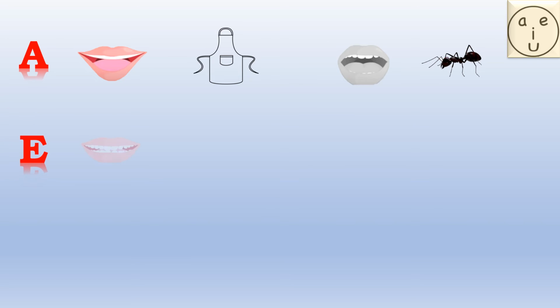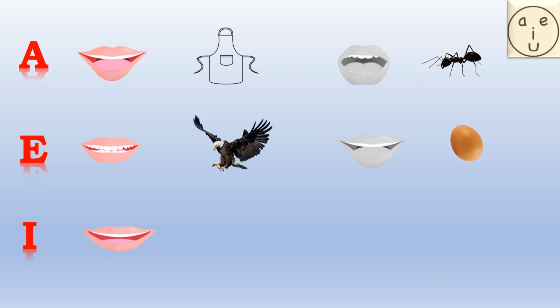A, apron. A, ant. E, eagle. E, egg. I, iron. I, ink. O, ocean. O, orange. U, uniform. U, umbrella.